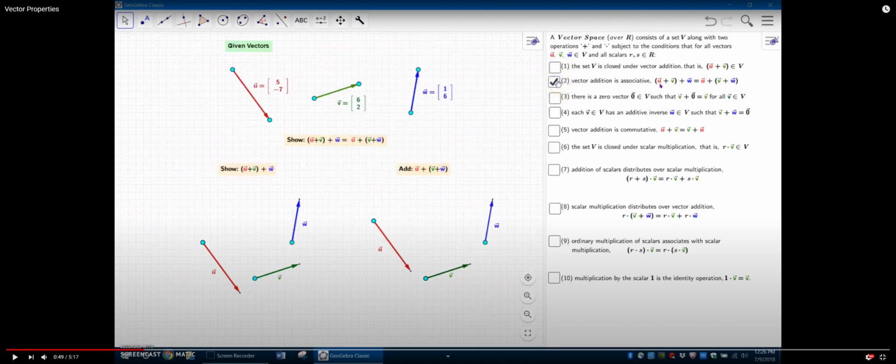You can think of this in terms of normal addition of, say, integers, which is also associative. If you want to add 1 plus 2 plus 3 to give you 6, you could add 1 plus 2 to give you 3, and then 3 plus 3 is 6. Or you could add 2 plus 3 to give you 5, and then add 1 to it, and you get the same answer. So associativity has to do with an operation on three elements.